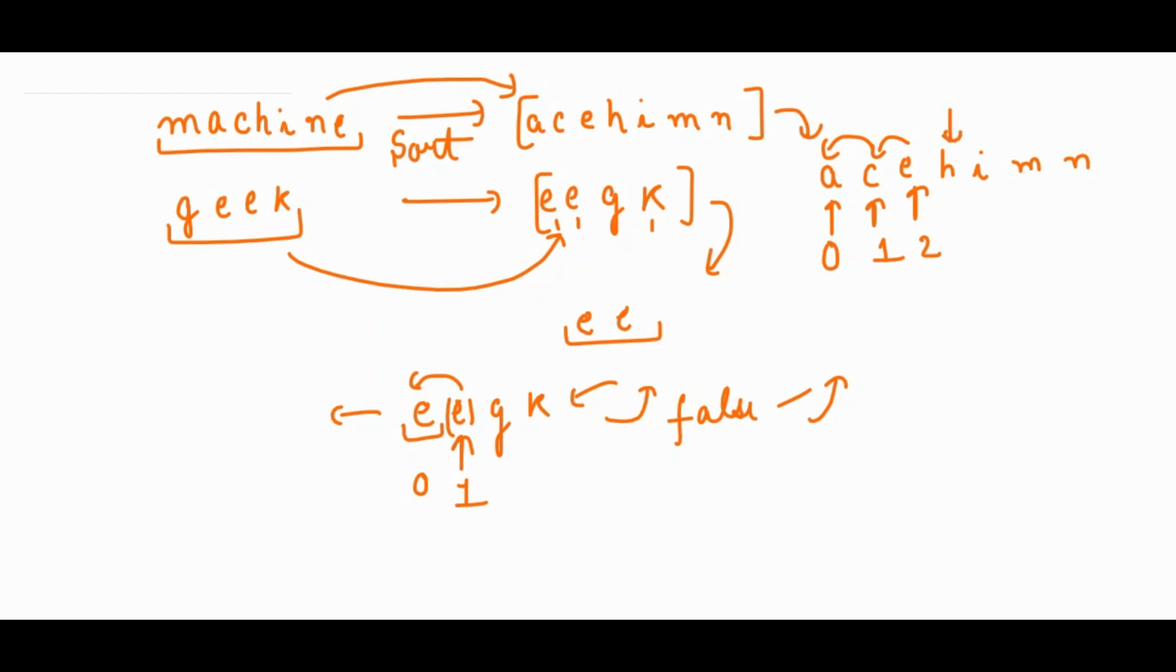We will check if H is equal to E or not. They are not equal. We will move forward. Same thing at the fourth position, same thing at the fifth position, and same thing at the sixth position. As none of the elements are equal to their previous elements, after that we will return true, that this is an isogram.